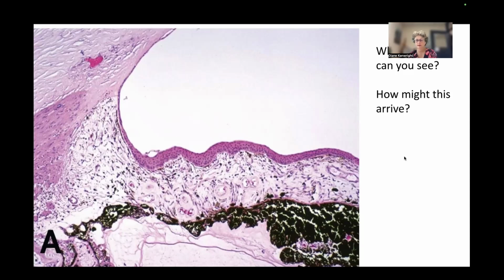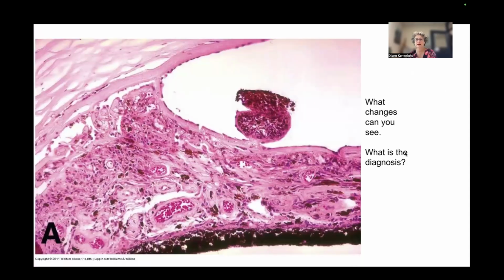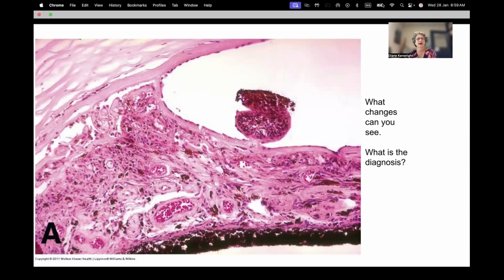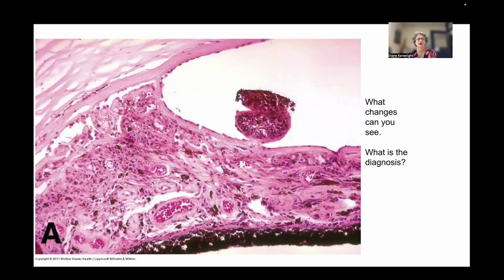The next one is this one here, which is interesting. So the students, but possibly not you, will have heard of iridocorneal endothelial syndrome, or ICE syndrome. So this is an abnormality in Descemet's membrane.